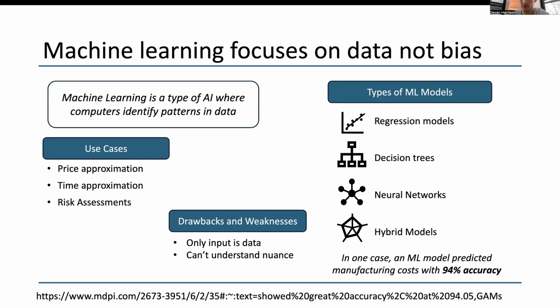So it's often used in things like price estimation or risk assessments. One of the major weaknesses of it, however, is that it does require accurate and good data. So if your data isn't accurate, then, well, your model isn't going to be accurate either. And oftentimes, these models can't understand nuance to the level that a human can. But of course, machine learning is super valuable in predicting costs and time, as in one case, we found that a machine learning model predicted manufacturing costs at a 94% accuracy, which is far better than what other models could do.